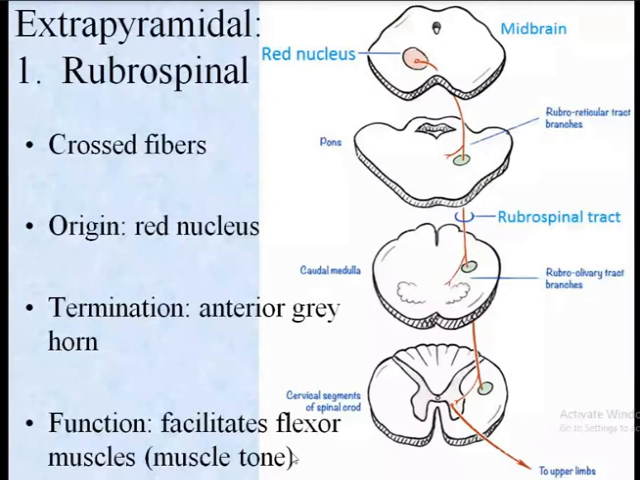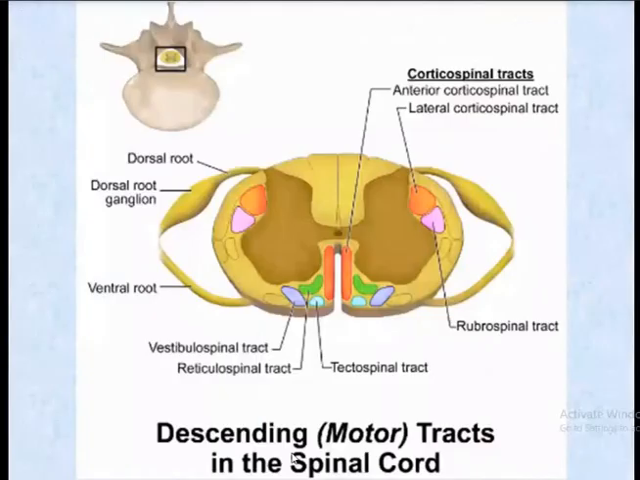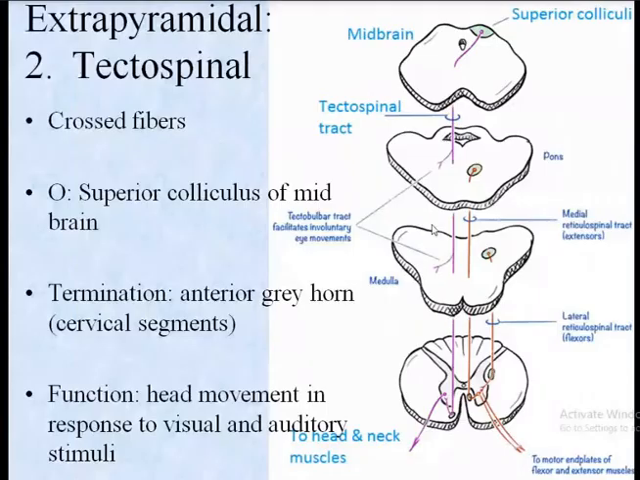And again, this is to locate the rubrospinal tract within the transverse section of the spinal cord. So here we can see this rubrospinal tract, which is present just anterior to the lateral corticospinal tract. So remember, the rubrospinal tract is present within the lateral white column in front of the lateral corticospinal tract. This is the location of the rubrospinal tract within the transverse section of the spinal cord. And the next extrapyramidal tract is the tectospinal tract.